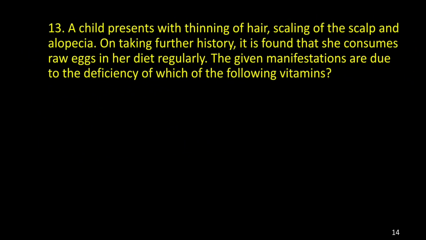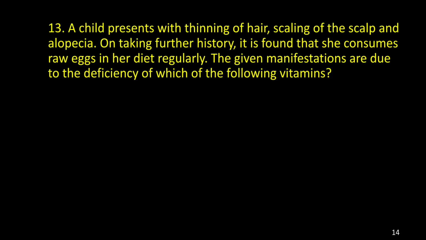Now the next MCQ. A child presents with thinning of hair, scaling of the scalp and alopecia. On taking further history, it is found that she consumes raw eggs in her diet regularly. The given manifestations are due to the deficiency of which of the following vitamins? Whenever you see the words raw egg, you also have to remember particular food sources for particular molecular requirements in our body. Raw egg is definitely related to avidin and biotin.